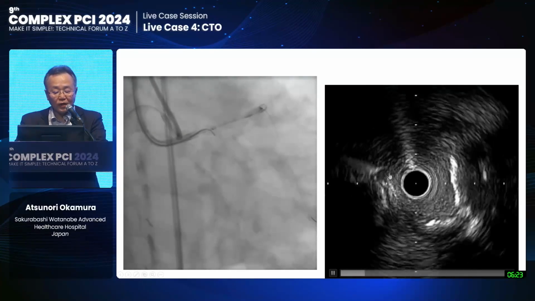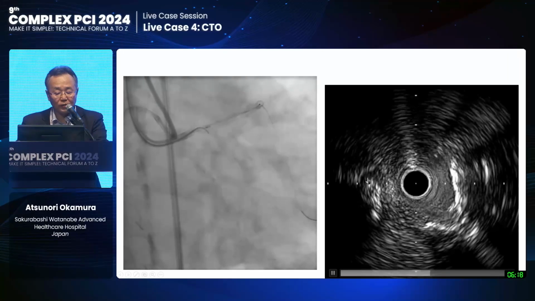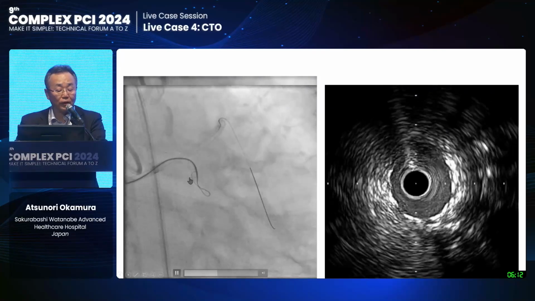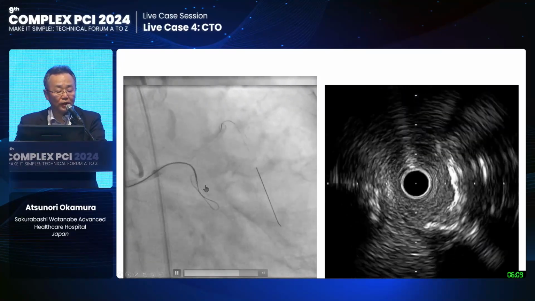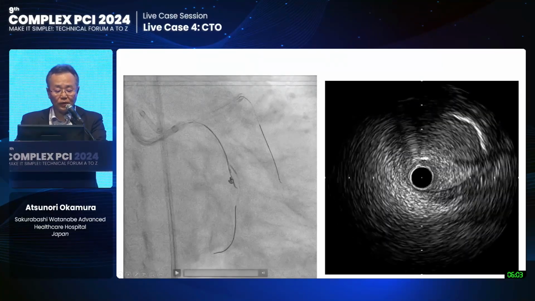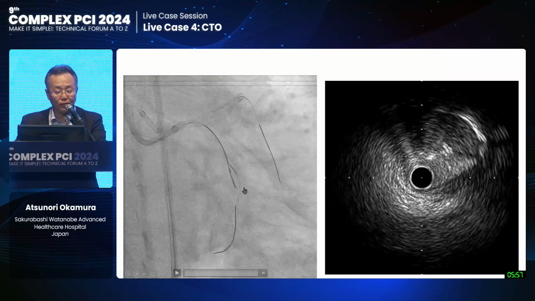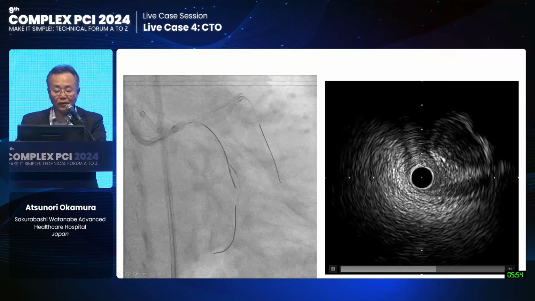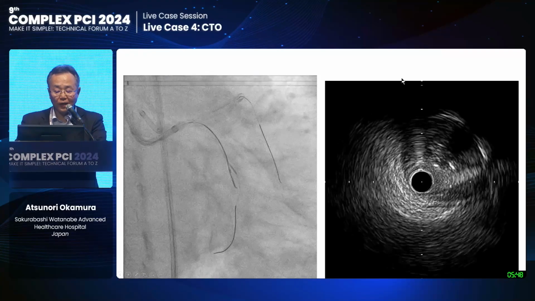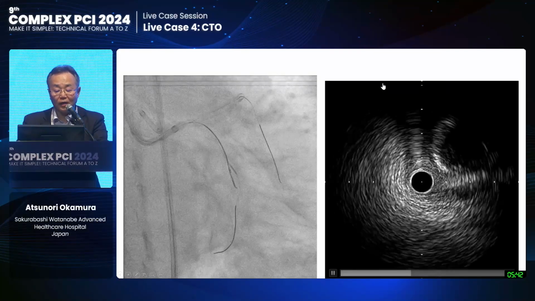So we intentionally advanced the Gaia Third wire into the subintimal space like that using the tip detection method. Then we advanced the Corsair and changed the guide wire to the Gradius and did the knuckle wiring because there was a very huge calcified region there. So after that, we did the tip detection method, TD-ADR, before the bifurcation. The bifurcation was there. So that's why before the bifurcation, we did the tip detection method and penetrated from the subintimal space to the lumen like that.